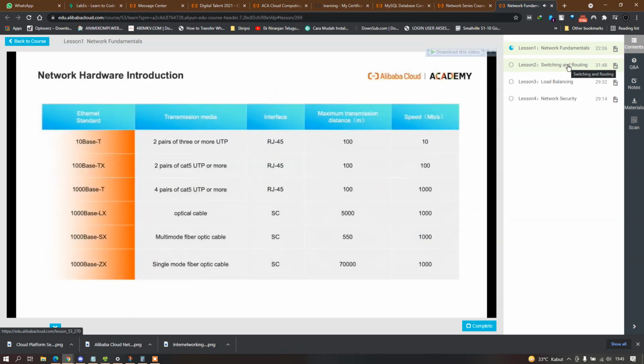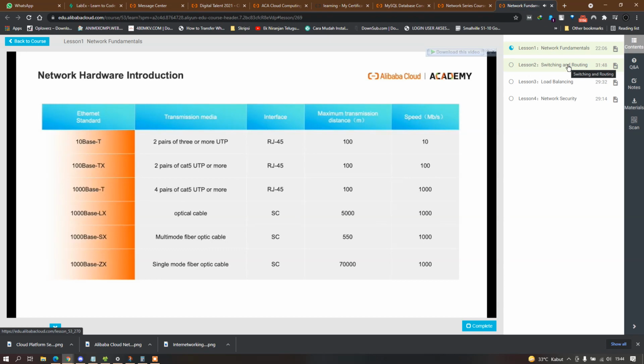And on this page, we have some Ethernet standards from 10BASE-T to 1000BASE-ZX. From top to bottom, the standards become higher and higher, and each standard defines the transmission media, the interface type, the maximum transmission distance, and the speed.